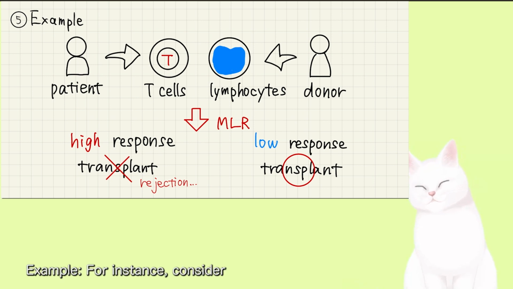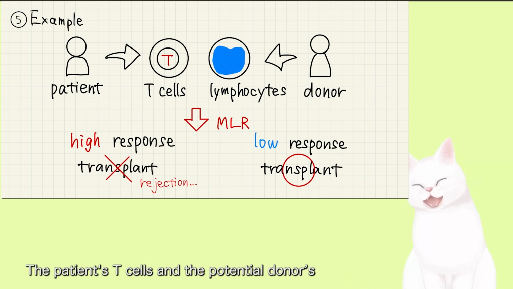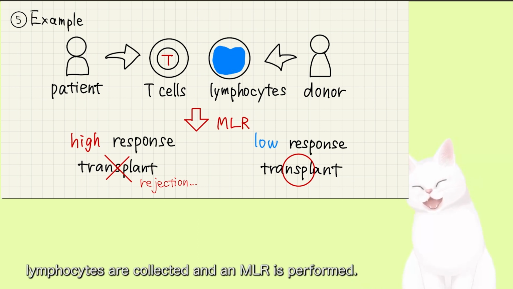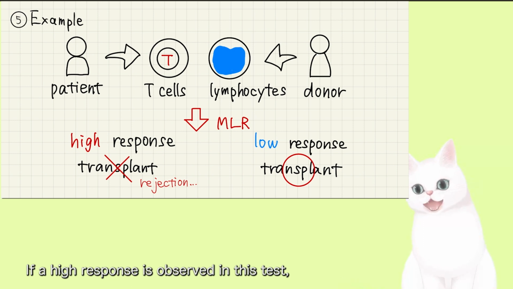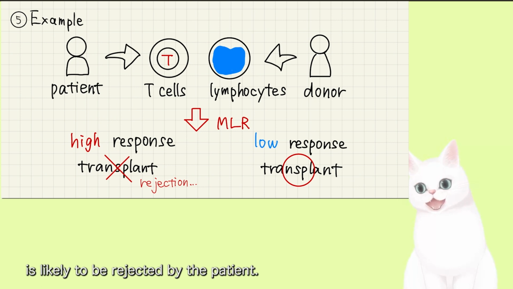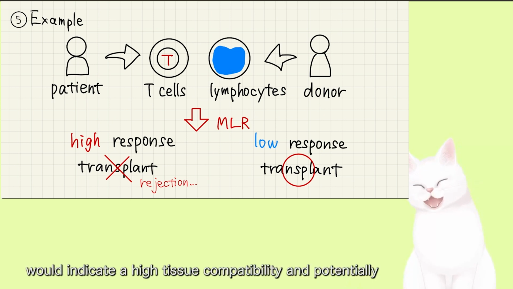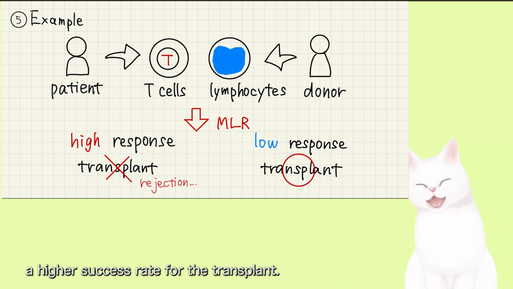Example. For instance, consider a patient who is considering a kidney transplant. The patient's T cells and the potential donor's lymphocytes are collected and an MLR is performed. If a high response is observed in the test, it suggests that the donor's organ is likely to be rejected by the patient. Conversely, a low response would indicate a high tissue compatibility and potentially a higher success rate for the transplant.